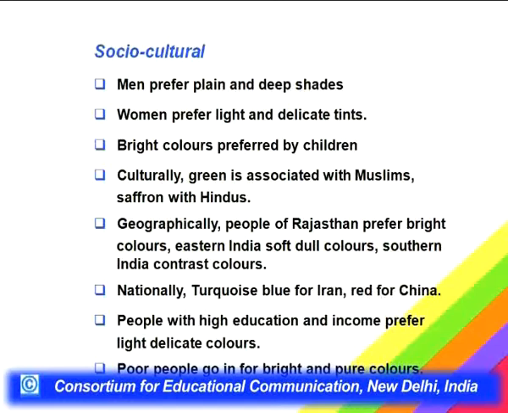Geographically also, colors differ from one place to another. In India itself, you will find that preference of color differs from North India to South India, East India to Northeast India. Think about the people of Rajasthan. Always you think about bright colors. If you think about South Indians, they always prefer contrast colors. Their dress materials are always in contrast. Generally, dull colors are used in the eastern part of India. Bright colors, even in the Northeast, people also use.